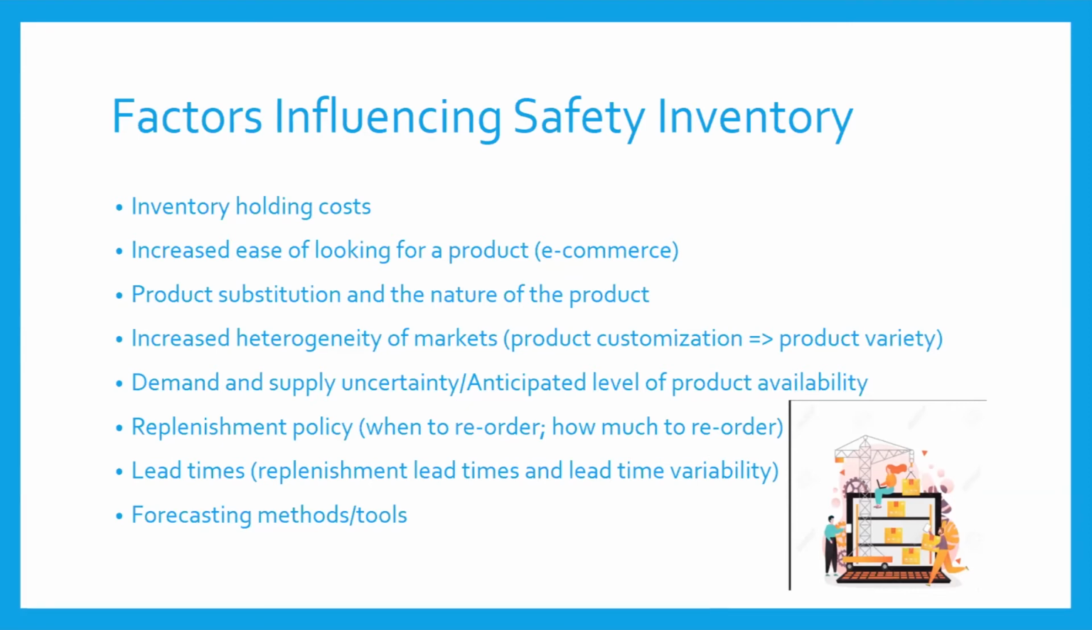I mentioned the replenishment policy, when to reorder and how much you need to reorder. I also mentioned aspects of lead time. So you need to know your replenishment lead times and the lead time variability, in the sense that, does this lead time keep changing, or is this lead time, let's say if it's 60 days, it's 60 days, or is it 60 days today, and then a month later it's 75 days, and then 2 months later it's 90 days? What does that mean with respect to your safety inventory? And lastly, a factor that will influence your safety inventory is the type of tools or methods that you use for forecasting.